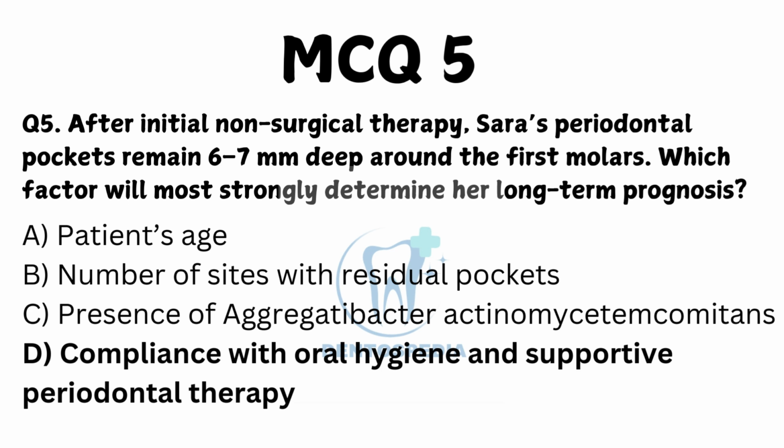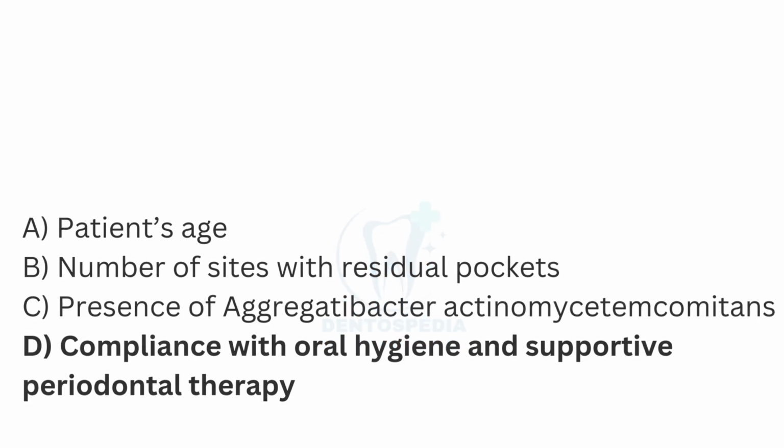Now for the other options. Age explains why the disease appeared so early, but it does not decide prognosis. The number of residual deep pockets is important, but those can be stabilized if the patient is compliant. The presence of A. actinomycetemcomitans matters, but it can be suppressed with scaling, antibiotics and maintenance. It's not the ultimate determinant.